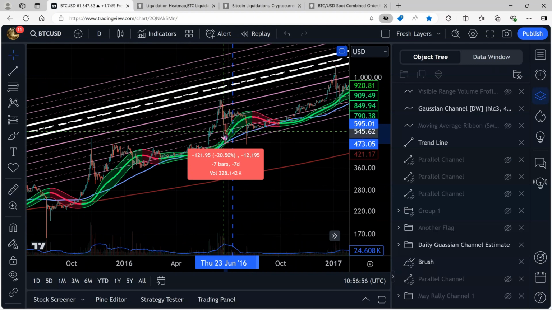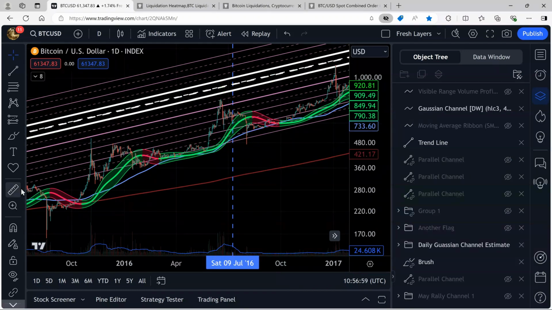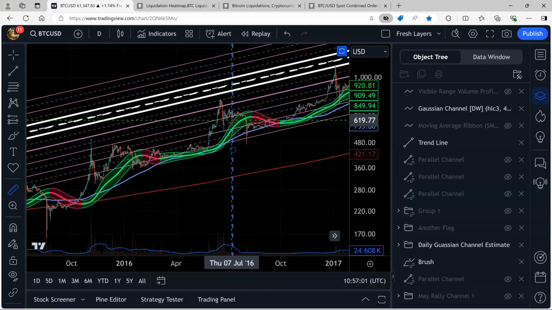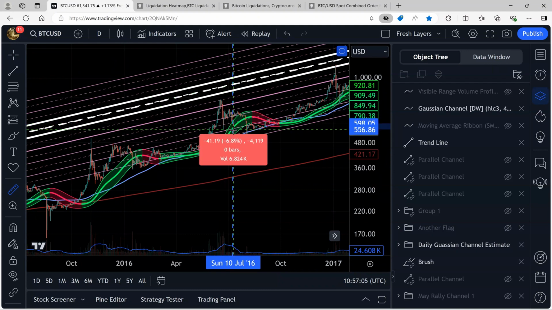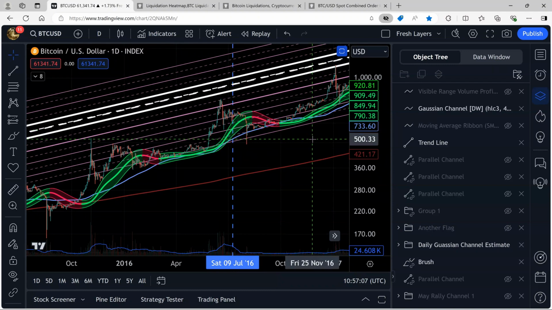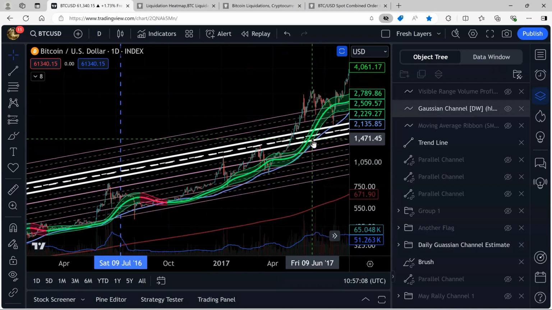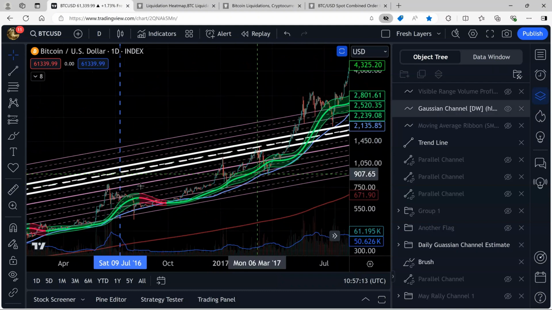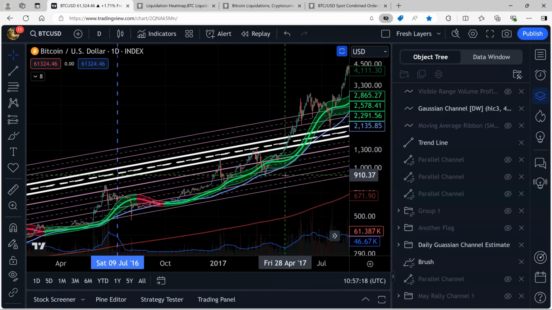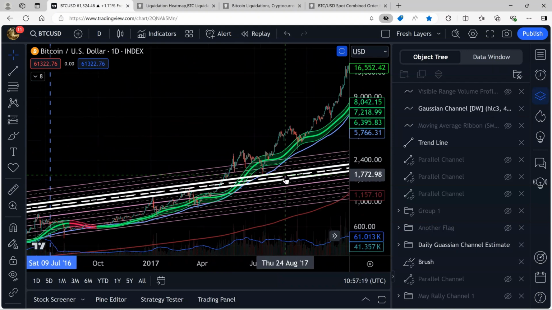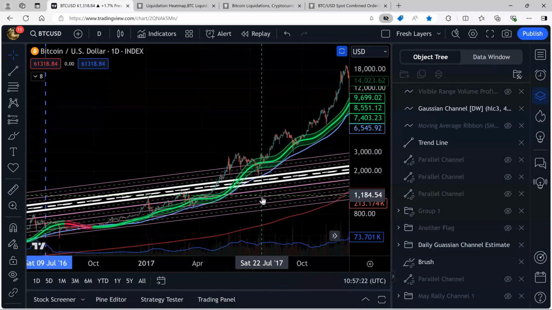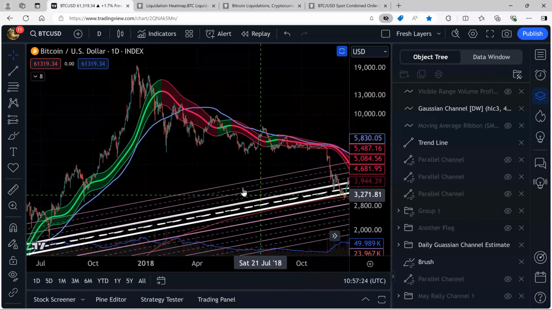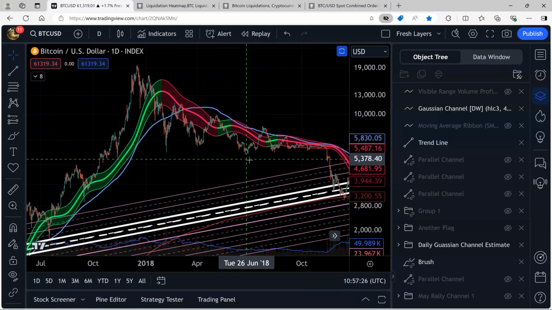Other than that 20% wick, we only fell out maybe 7%. So we do come into the Gaussian channel multiple times as we rally up in the bull market and even shoot out the bottom a little bit. And sometimes it does, in fact, turn red. Bear market's a little bit different.